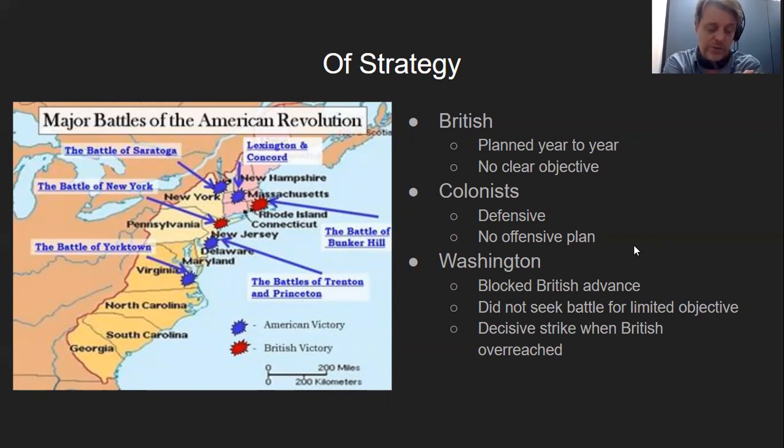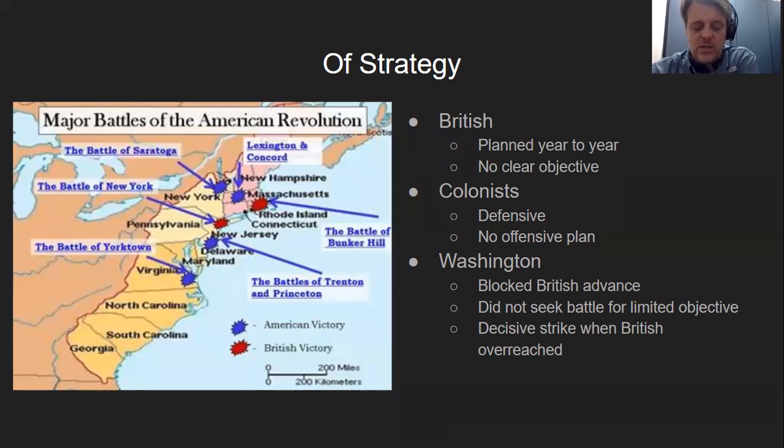This had mostly to do with lack of manufacturing, not really lack of support, but inexperience fighting, that kind of thing. The first few years they were working on building up to the point where they could have an offensive strategy. So what did Washington do? He would just stand in the way of the British advancing. Wherever the British went, he'd just go block their road, harass them for a while. He did not seek battle for a limited objective. He retreated a lot for the first few years.